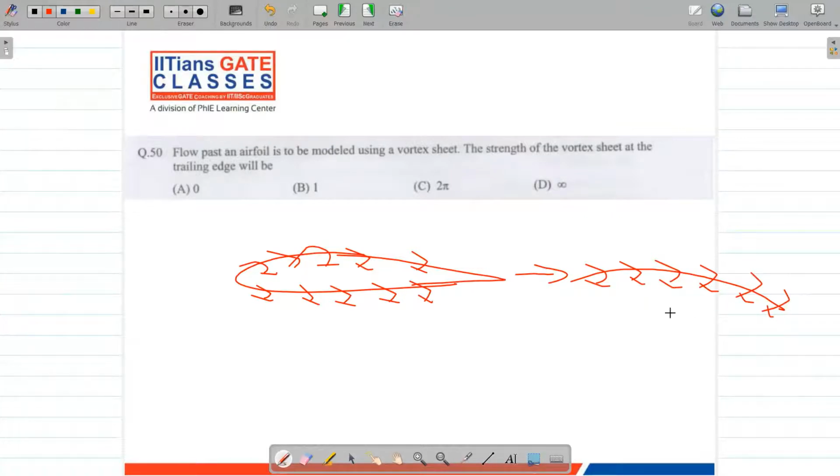And from this, we also saw that at the trailing edge, based upon the Kutta condition, the trailing edge must either be a stagnation point or the flow must be smooth.